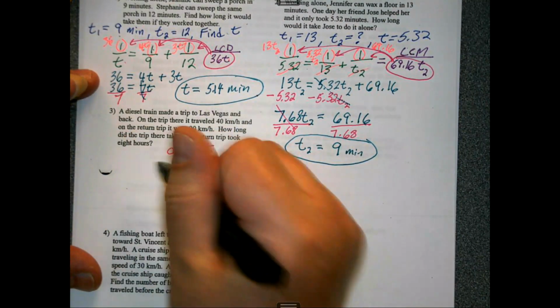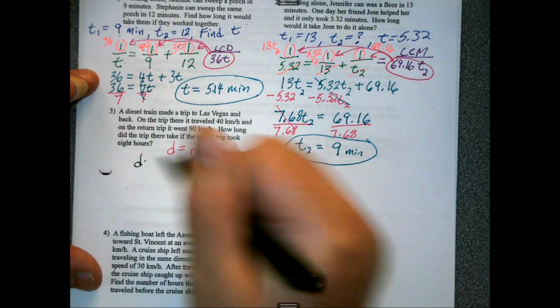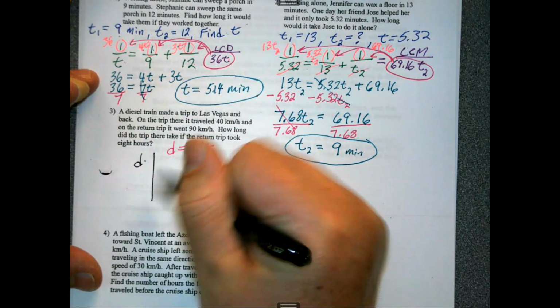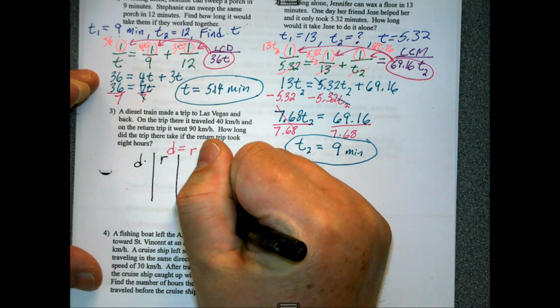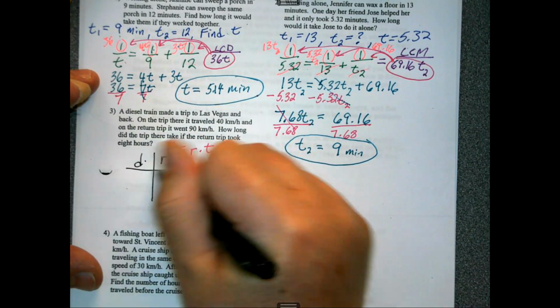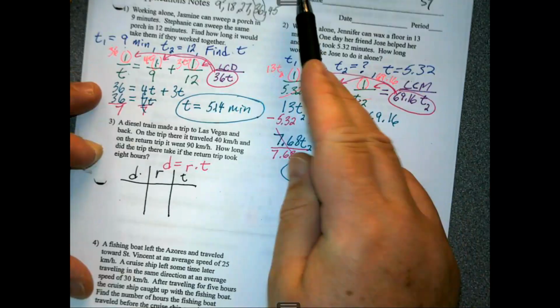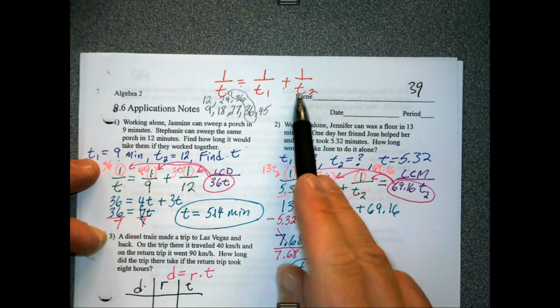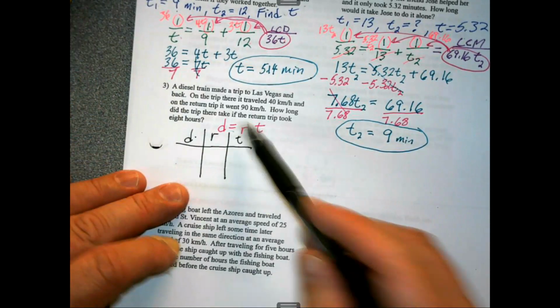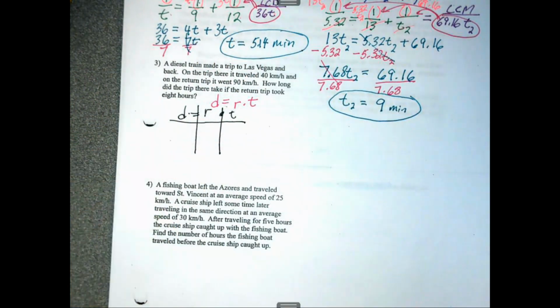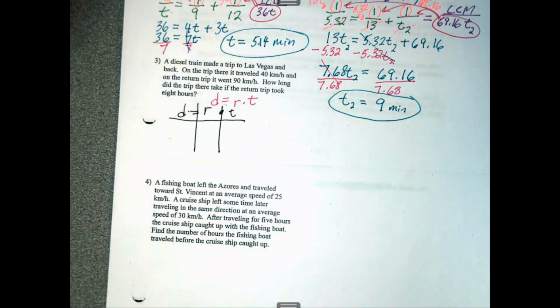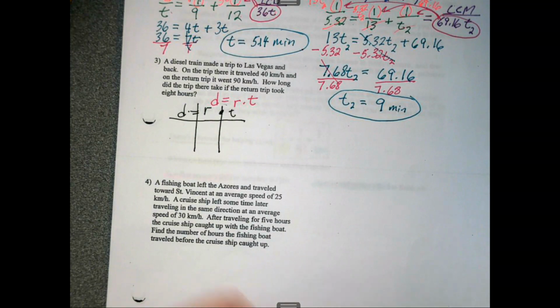Do we have to do the whole term process again for 2, 1, 7? Well, we're not going to use this formula. We're going to use this formula where distance equals rate times time. Okay, all right, let's fill in what we know.